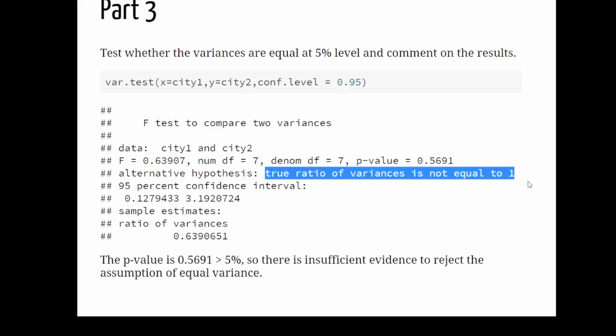to 1. Now, the idea here is that if two numerical parameter values are the same, that means if we divide one by the other, they should equal 1 or have a value very close to 1. So that's the idea, that if there's no difference in the variances, the ratio of the variances will equal 1 if you divide one by the other. If A is equal to B, that means A divided by B should equal 1.